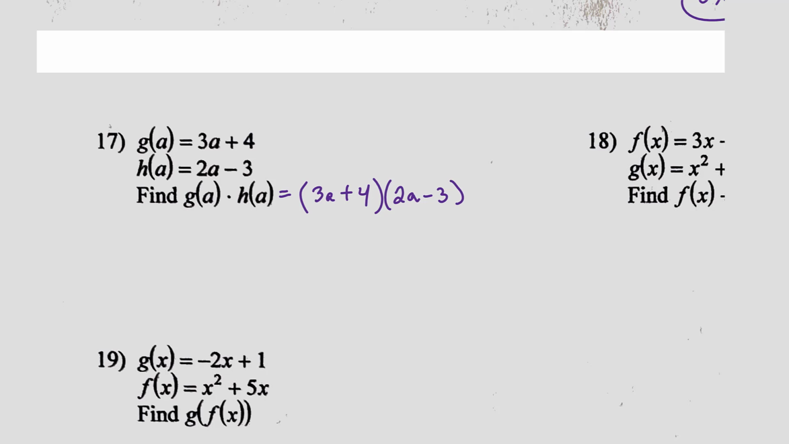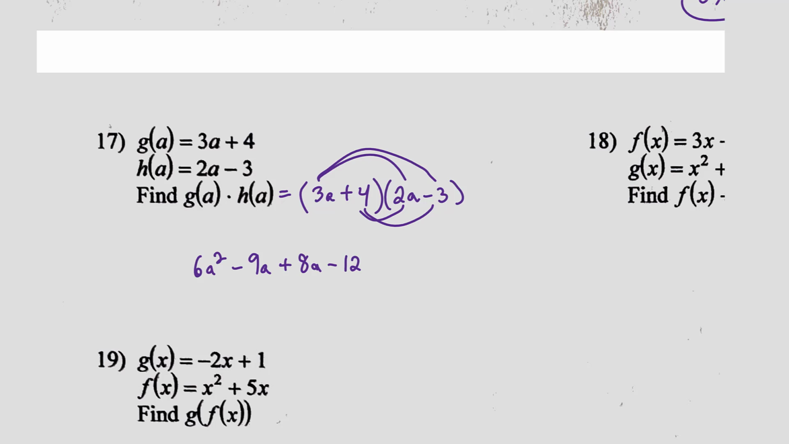Three x plus 3, yeah. So if we're FOILing, we do first, which is 3a times 2a, which is 6a squared. And then we do O for outer, so 3a times -3, which is -9a. I is for inner, so 4 times 2a, which is 8a. Last is 4 times -3, which is -12.